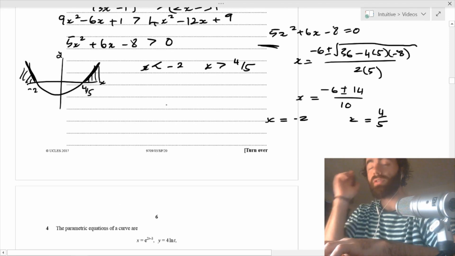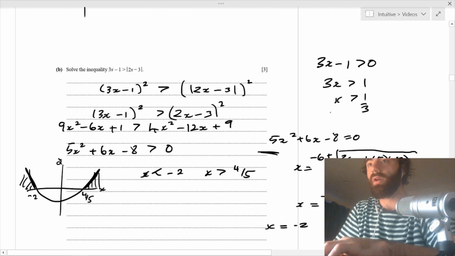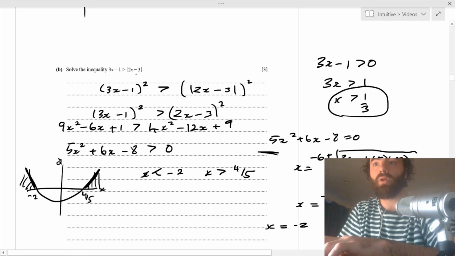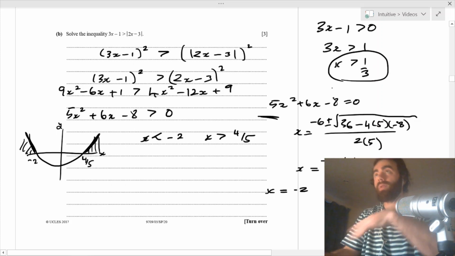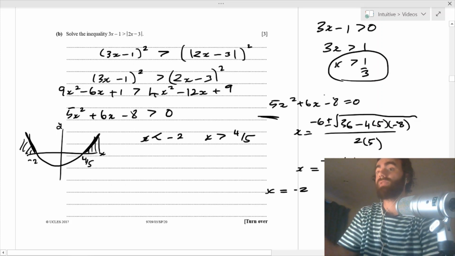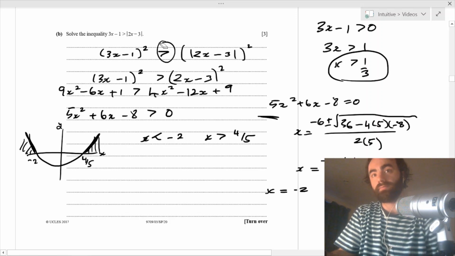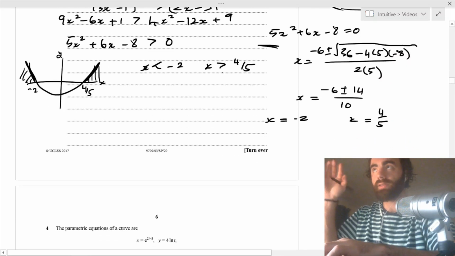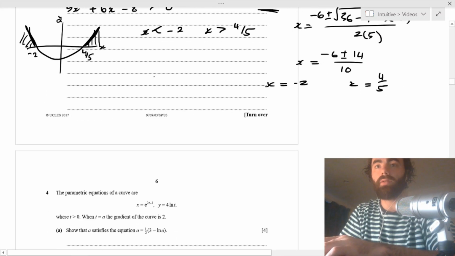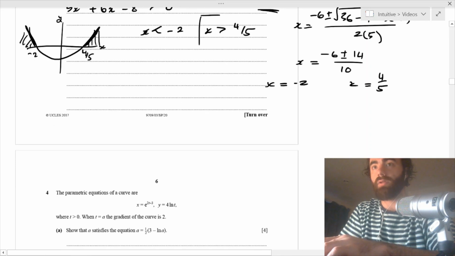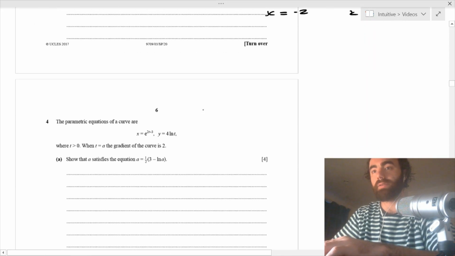Okay, but are both of those solutions valid? No, because we're only interested in solutions where x is greater than 1/3. Why is that? That's because of the squaring. We're only allowed to keep this inequality the same when we square these two things if both sides are positive. Why that is, I don't really want to go into, but so this is the only solution we care about. And that's the answer.